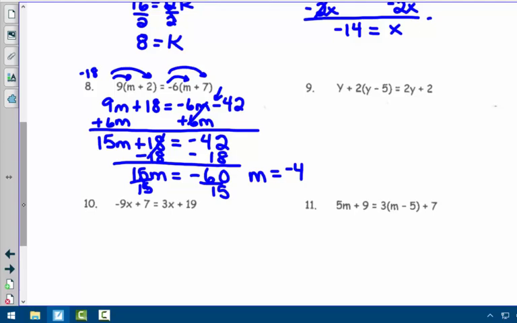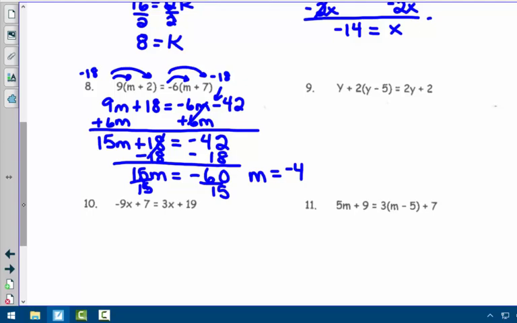Huh? What did I do wrong here? Negative 4 plus 7. Oh, it's positive 3. Silly me. Negative 6 times positive 3, negative 18. Whoops. Yeah, you get negative 18. Okay, had to check that check. It didn't seem like it was working.